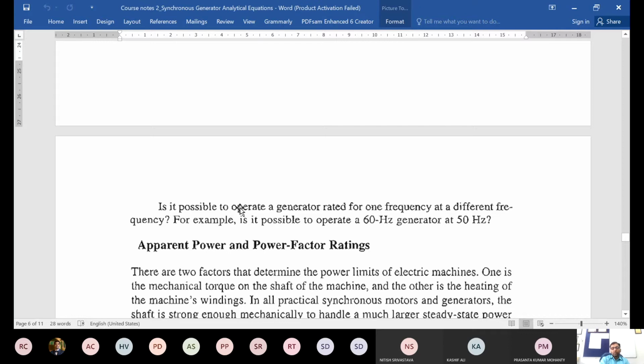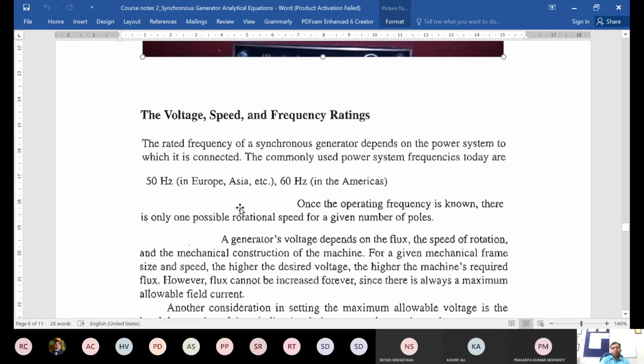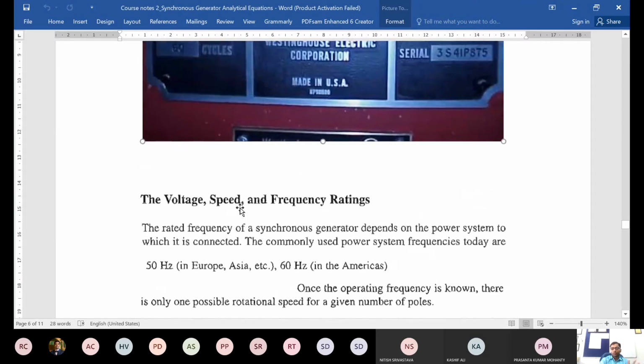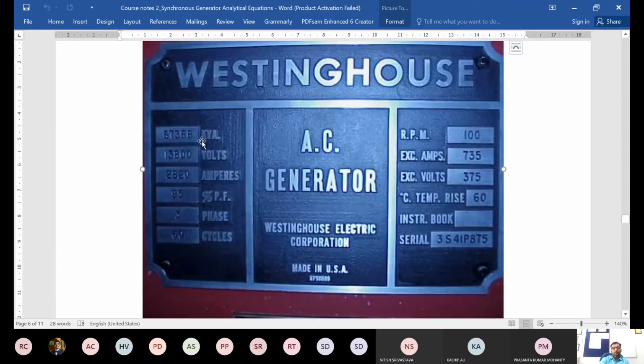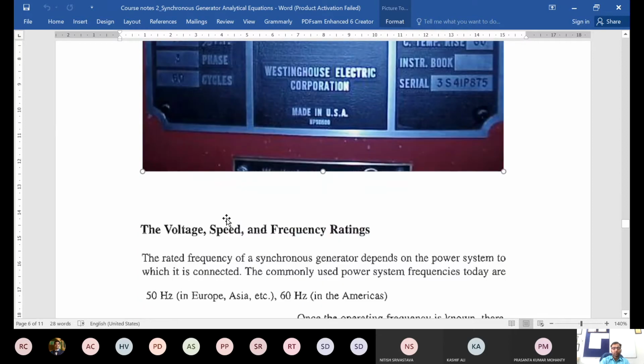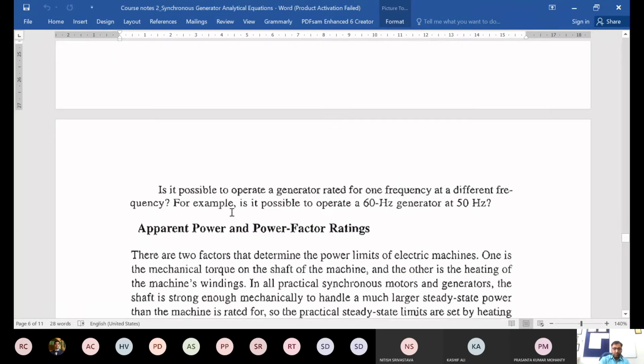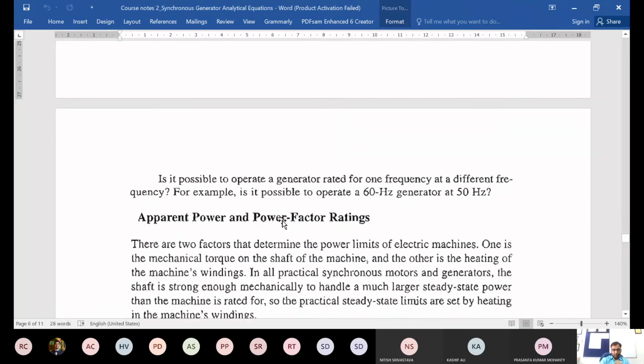Okay, so let's move ahead. This is about the voltage, speed, and frequency ratings. This is one set of ratings which we have discussed. Another set of ratings, the critical one now, is the power output, because basically it's a power generating machine. So let's look at the apparent power and the power factor rating and how that gets affected.